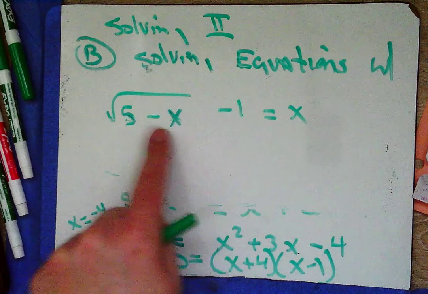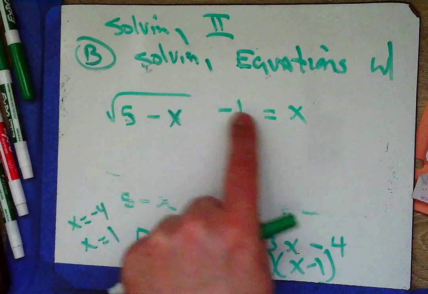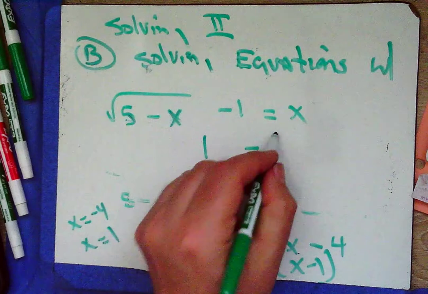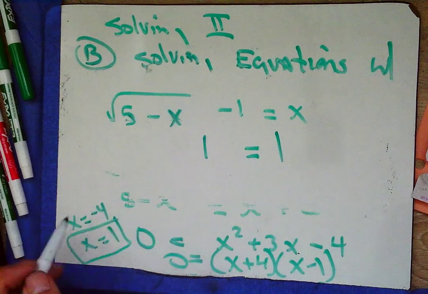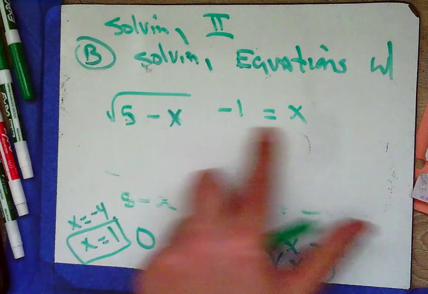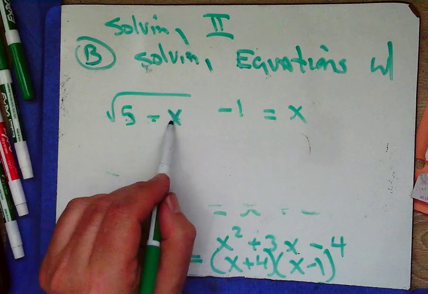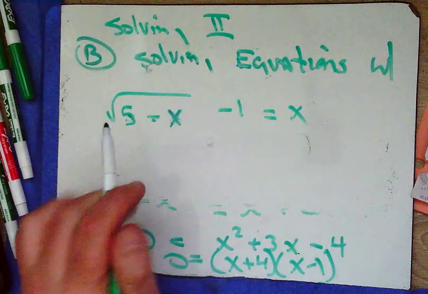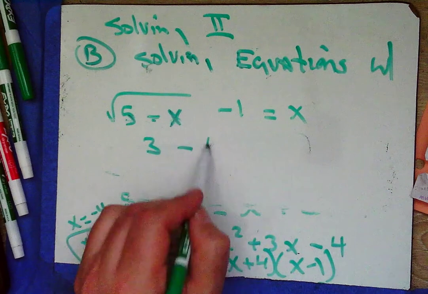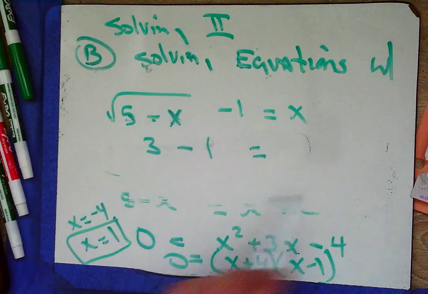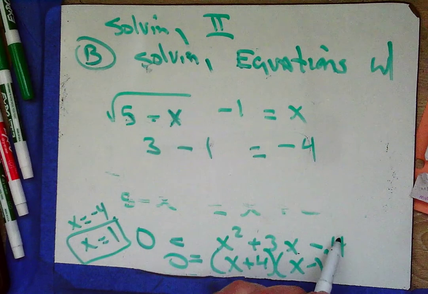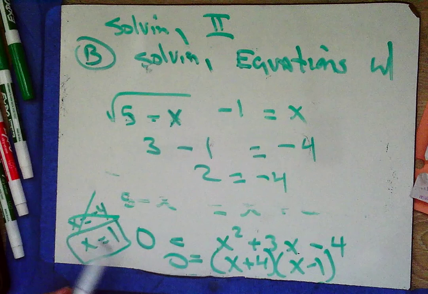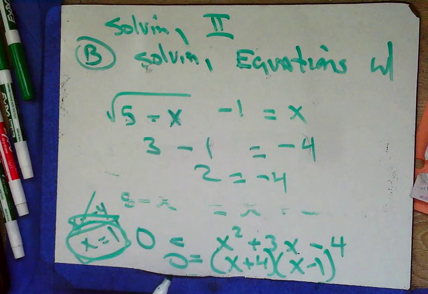5 minus 1 is 4, square root of 4 is 2, 2 minus 1 is 1, and I'm plugging in a 1. So this works. Nice. What if I plug in a negative 4? Okay. Minus a minus 4. 5 minus a minus 4 is 9. Square root of 9 is 3. 3 minus 1 equals negative 4. No, 2 doesn't equal negative 4. So that's garbage, and I get only one solution.